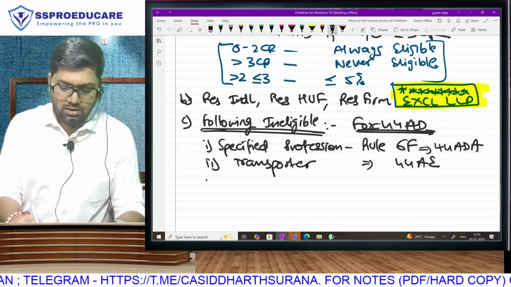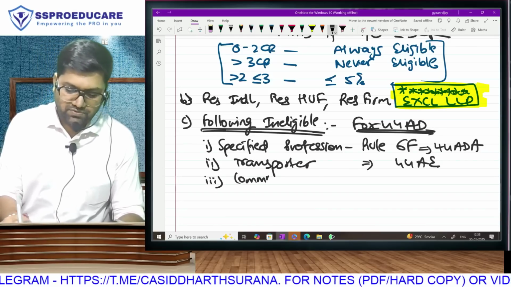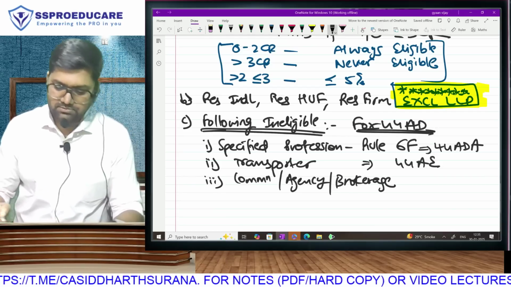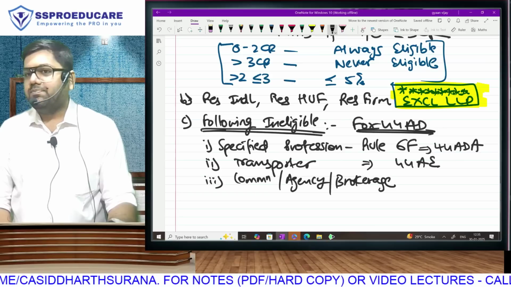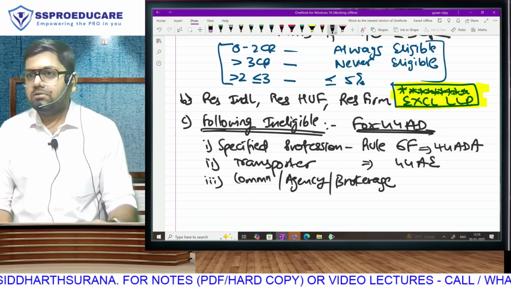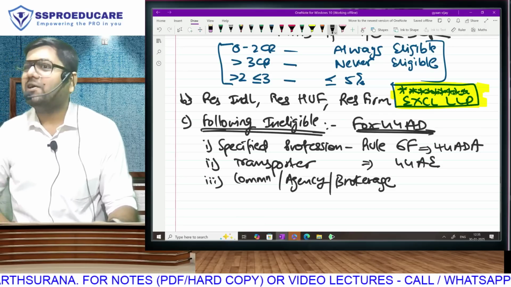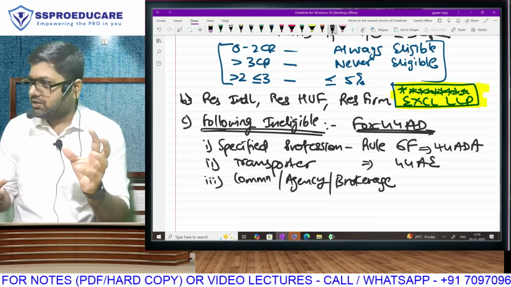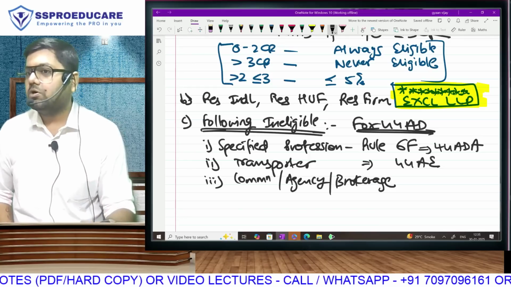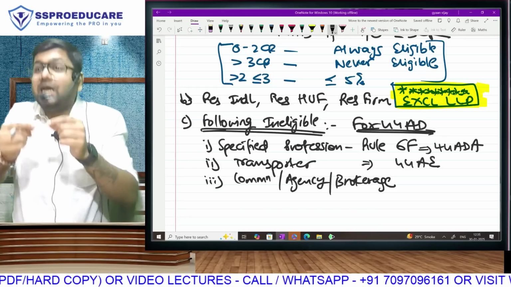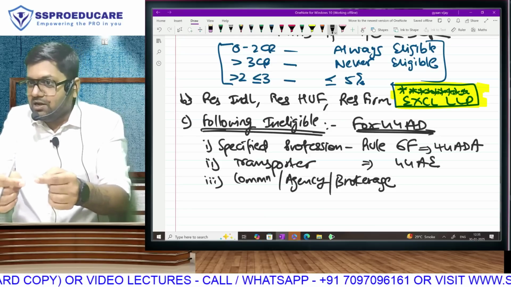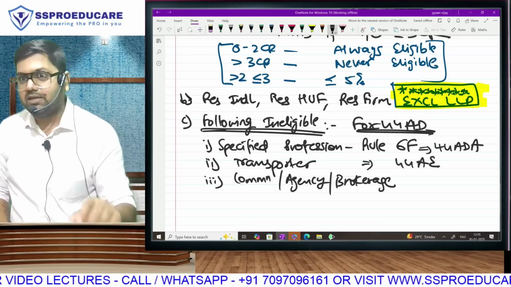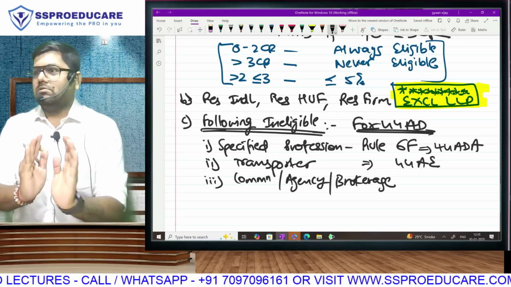Correct? And anybody who is in the business of commission, agency, brokerage is disqualified. Please understand, commission agents get one small percentage of the block deal that they do. If I make one person do sales of 200 crore to another person, then at 1% I will get 2 crore rupees. For an agent to cross that 2 crore threshold in a financial year, he will require business of 200 crores amongst his clients, because agents are given 1%, 2%, something like that. So for agents, 200 crore is big.